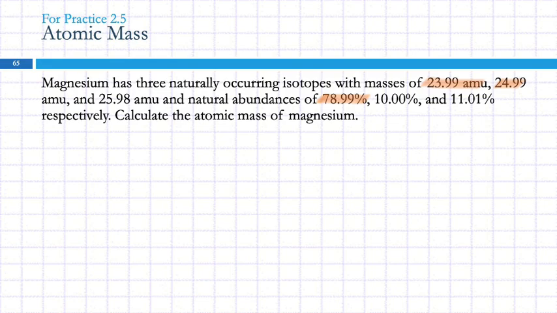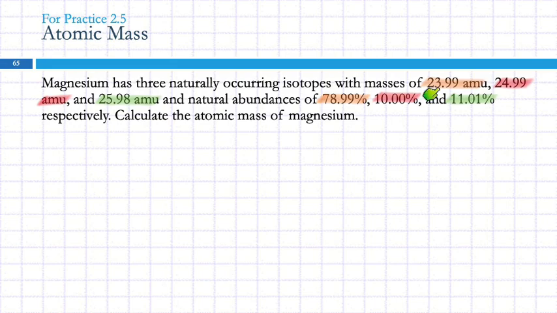They're giving them in order. The 24.99 atomic mass units is 10%, and the 25.98 is 11.01%. That's what they mean when they say respectively. We're listing these things in the same order. So the first and the first, the middle and the middle, the last and the last go together. Calculate the atomic mass of magnesium.